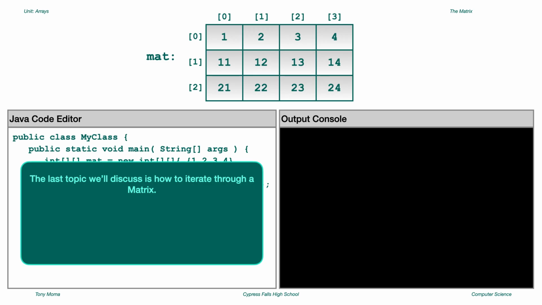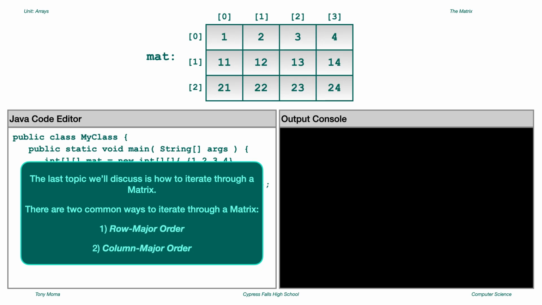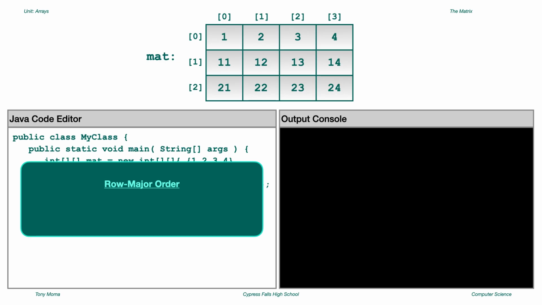The last topic we'll discuss is how to iterate through a matrix. Recall that iterating through something means visiting each element in that object. There are two common ways to iterate through a matrix. You have row major order and you have column major order. What is row major order?